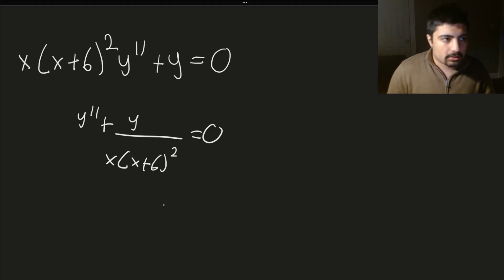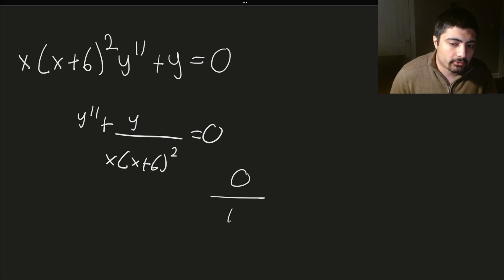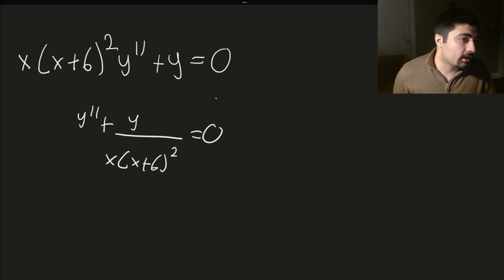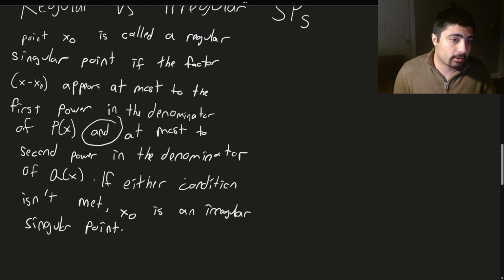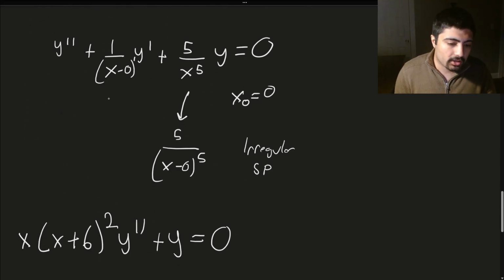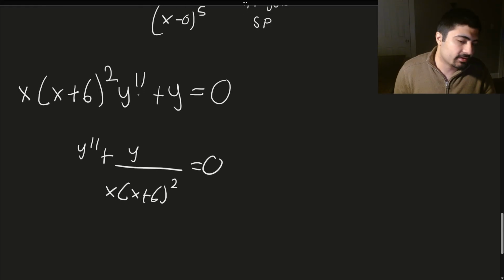Okay, what is our p of x? Well, we don't have a p of x. So the factor in the p of x function is just going to be 0 because we have 0 over 1 for p of x, right? And we can just say that the factor in the denominator is equal to 0. So we're not going to have any problems with the first requirement. It says for a regular point, it should appear at most to the first power. So we don't have any problems with that because we know that p of x is 0.